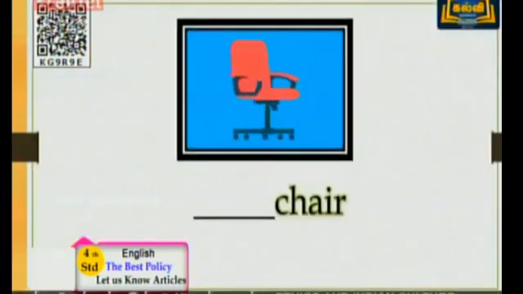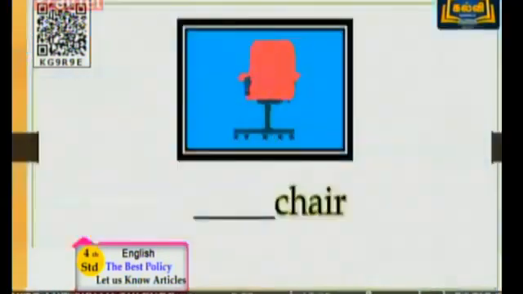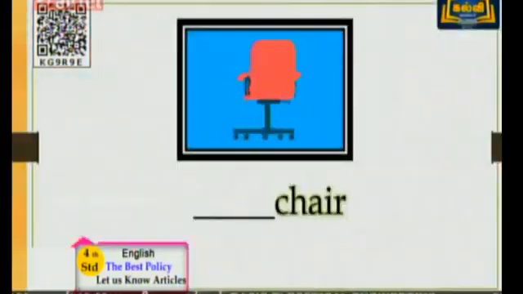Now you can see rolling chair. So in the chair, what article should you use before this word chair? Should we use A or an? So see the word chair. See the spelling. It starts with C, chair. So obviously it is understood that the article is A. Yes, you're right. A chair. How many of you told an chair?